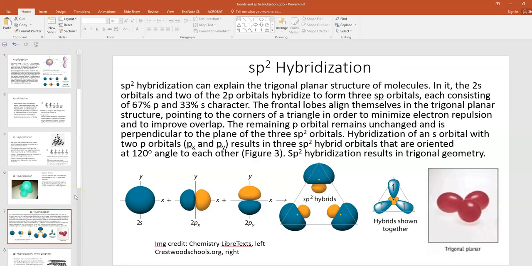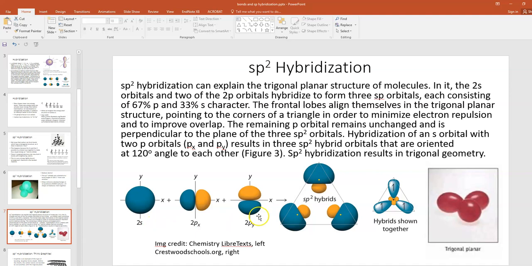Now, it doesn't all have to be sp3 hybridization. You can also have sp2 hybridization, and that can help explain a trigonal planar structure of molecules like we see in graphite, and I'll show you that in just a second. In sp2 hybridization, what happens is you have your 2s orbital and only 2 of the 2p orbitals hybridizing, and they form then 3 sp2 hybridized orbitals, okay?